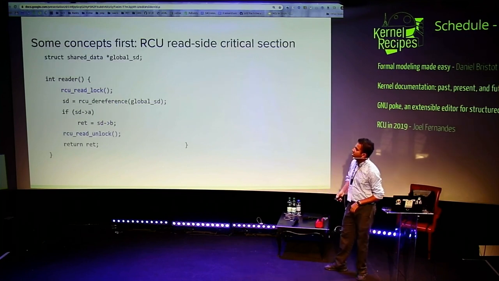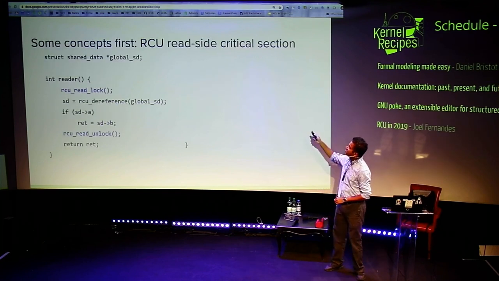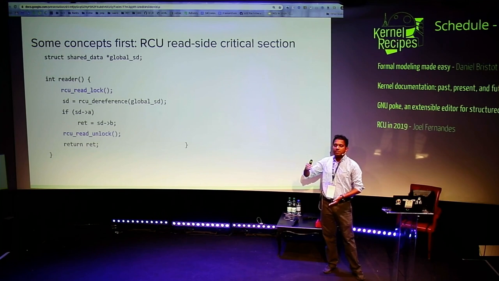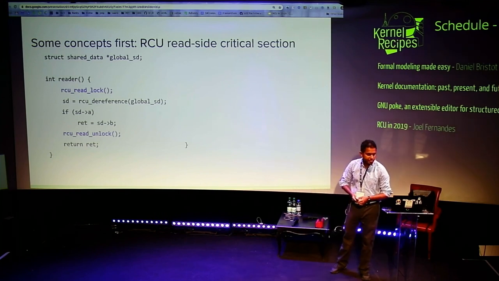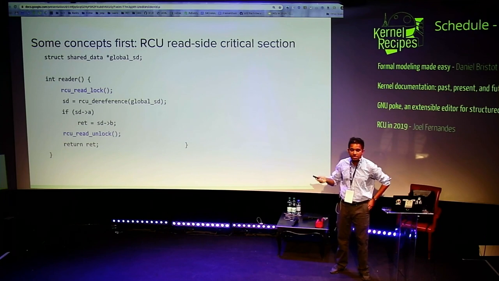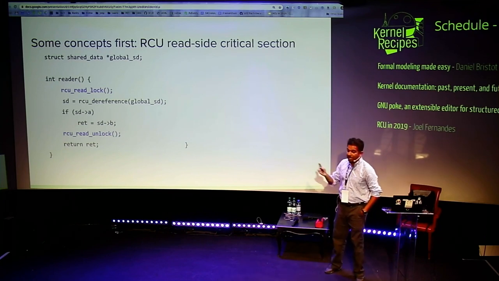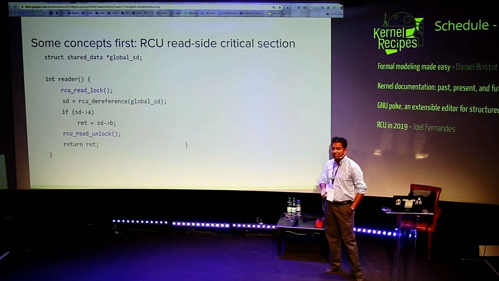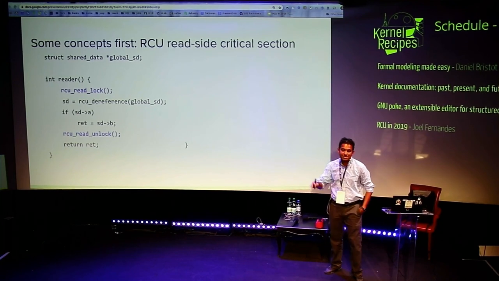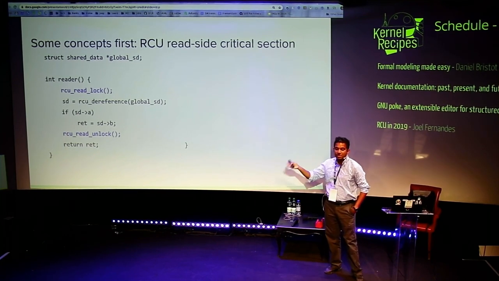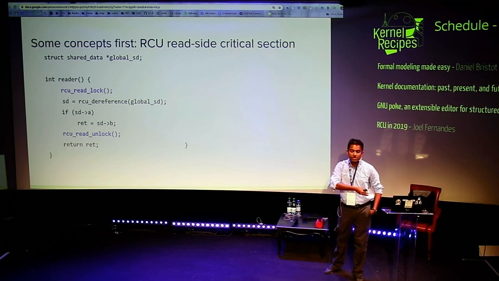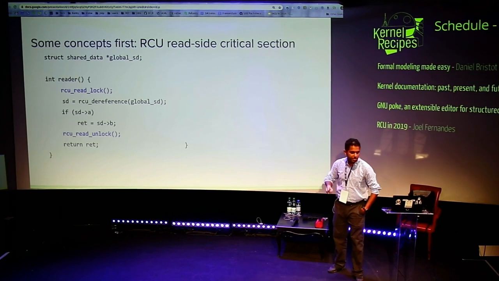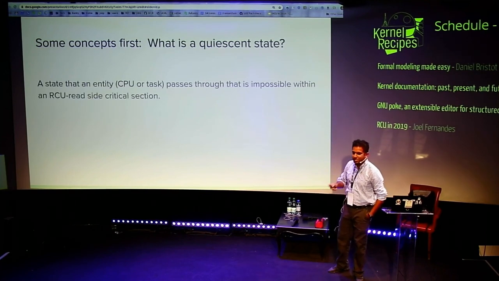So before we get into how to apply RCU, let's introduce some concepts. An RCU read-side critical section is basically a section of code that you mark as an RCU reader. And you would use the RCU dereference API to get access to a pointer first before you actually read it. For the purpose of this talk, let's just consider that RCU dereference is a straightforward assignment. So you're just reading a global pointer and assigning it to a local variable, and then accessing the data in that object. So first, let's talk about what's a quiescent state.